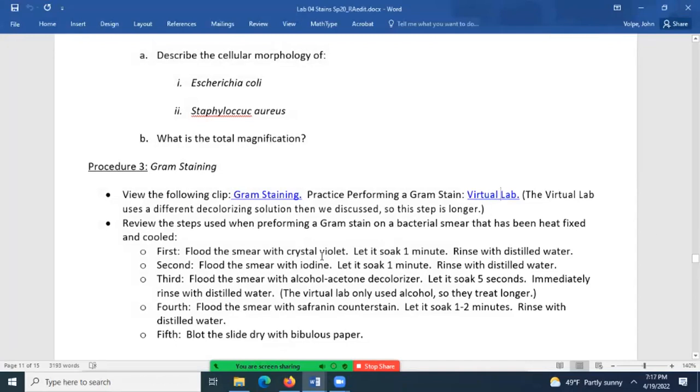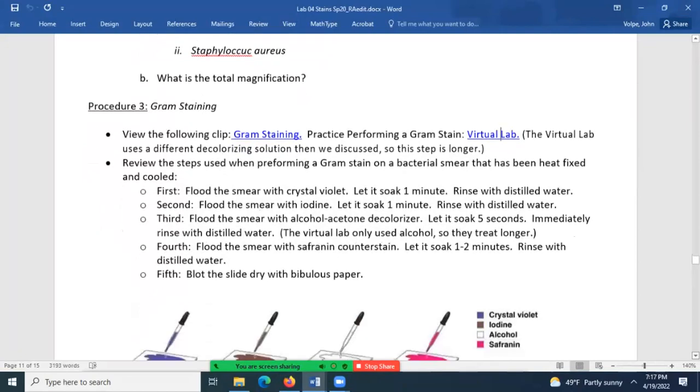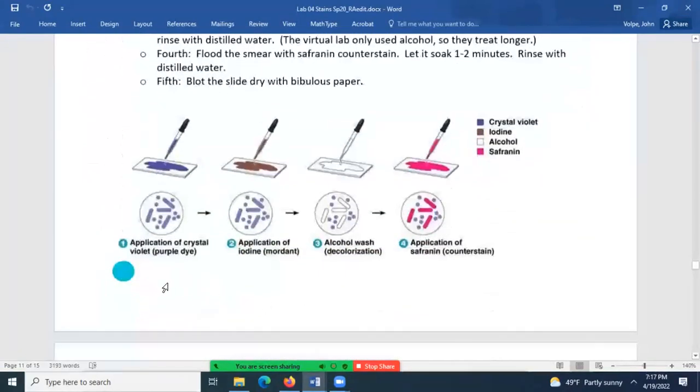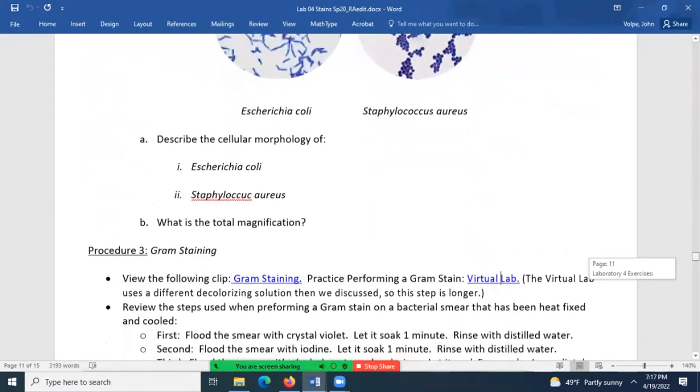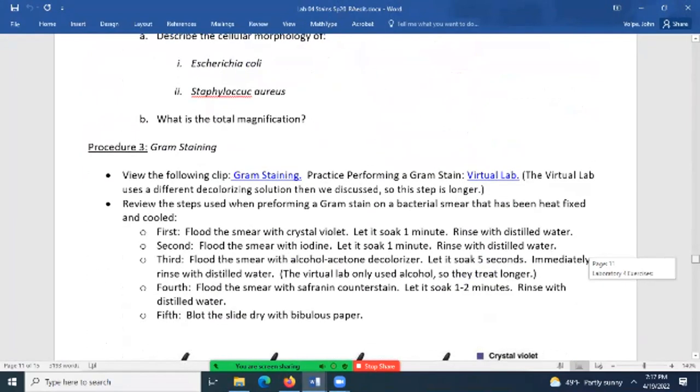First, you flood the smear with crystal violet. You leave it on for 1 minute. We have a little picture of that. Here it is. You then dump off the crystal violet and you do a water rinse. After every step, you do a water rinse. I have that on there. Yeah, every step's rinse with water.